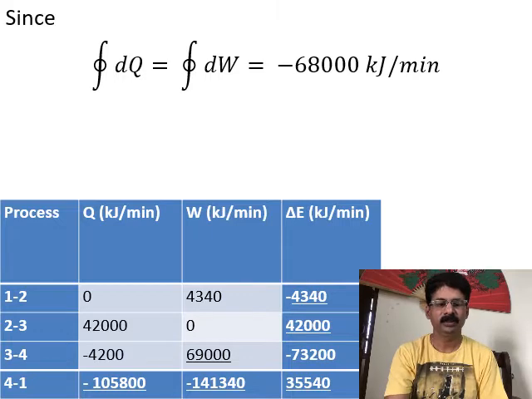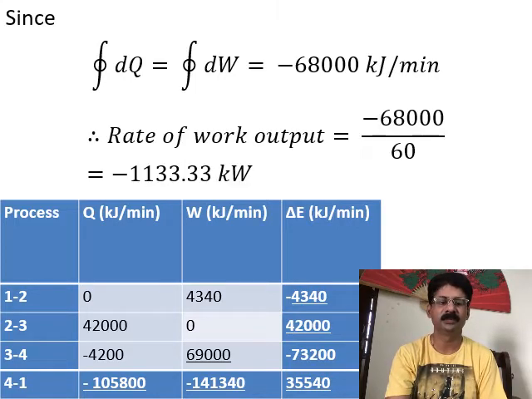Now to find out the work, the cyclic integral of dq is equal to the cyclic integral of dw, so that is given as minus 68,000 kilojoules per minute. So the rate of work output should be expressed in kilojoules per second. You divide that by 60, so you will get minus 1133.33 kilowatt. So this is how you would find out the power. Power is nothing but the rate of work output. Now we will move on to the next problem.